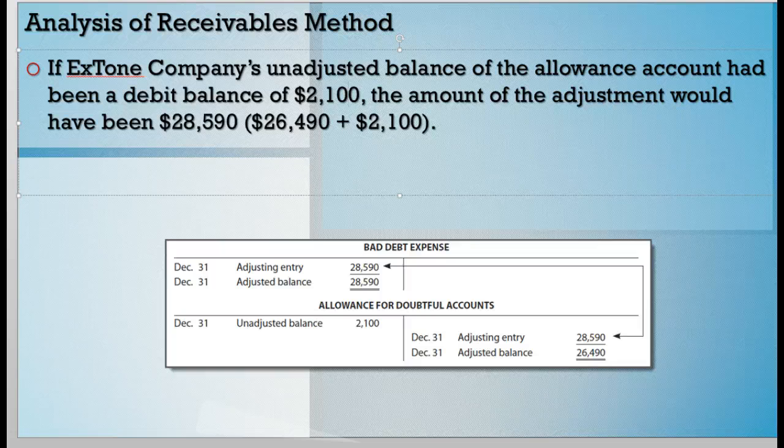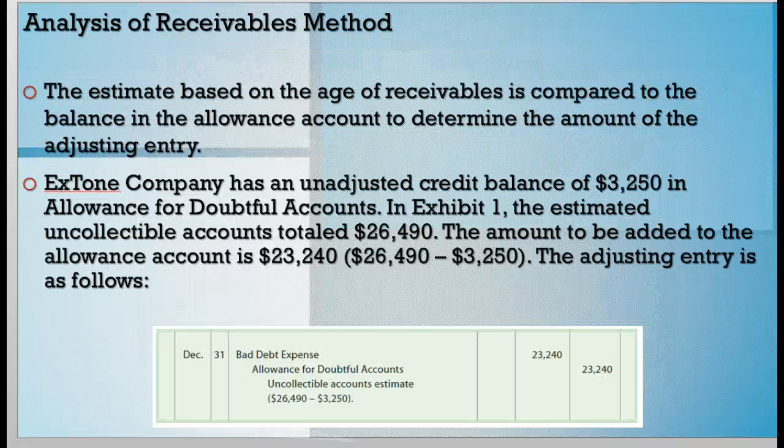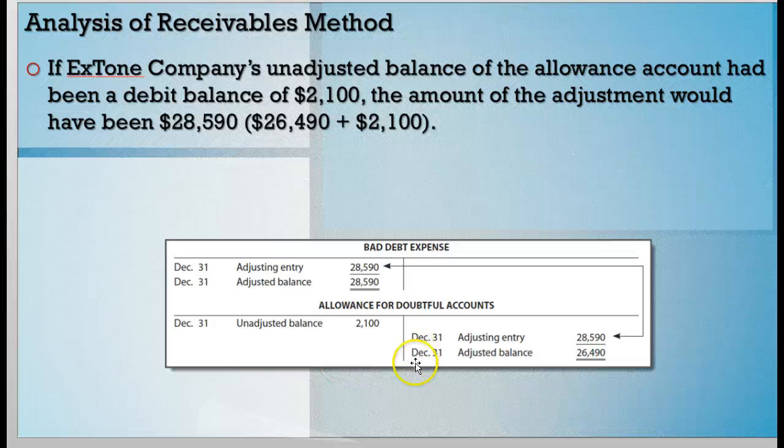And then my entry, it's not going to show me an entry. The entry would show the bad debts actually being $29,590 rather than the $26,490, because you've got to take that into consideration. It's a debit account, and you want to get this whole thing to $26,490, and the only way you can do that is by increasing your bad debts expense for this year.